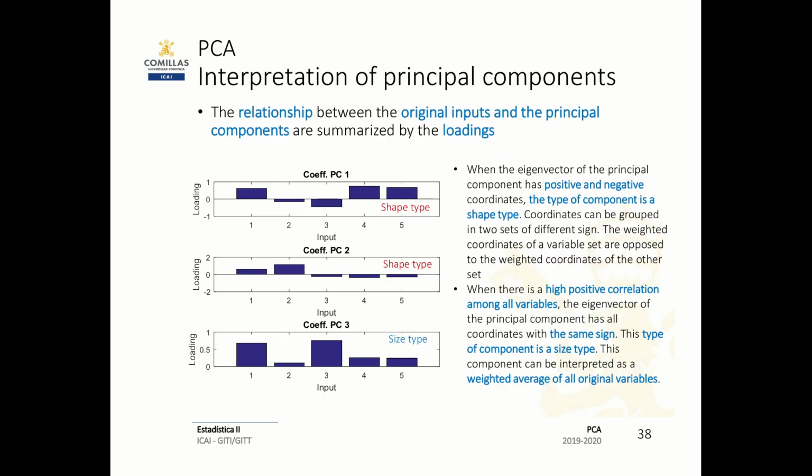Okay, so then regarding the principal components and the loadings, we can have 2 different kinds of principal components. The first one is called shape type. A shape principal component is one in which all the factor loadings have different signs, so you see positive and negative loadings, while in the size type of principal components, all the loadings have the same sign, either positive or negative. And the size type principal components can be considered to be weighted averages of the original variables.